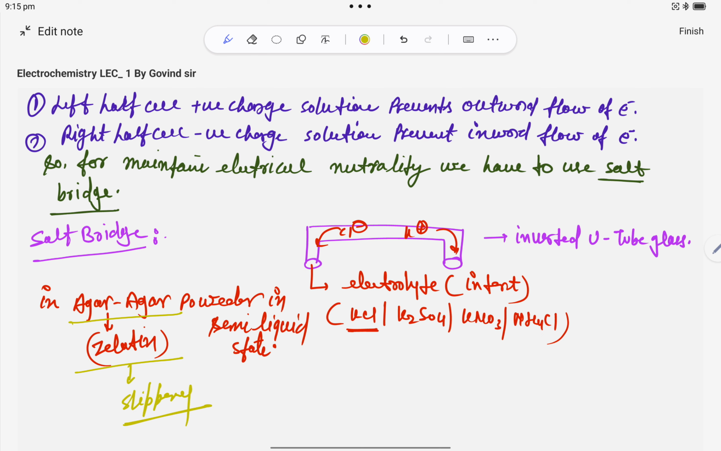Okay, so the function of the salt bridge and the remaining things we will complete in the next video. So almost half an hour is completed, and this is the first lecture of thermodynamics.